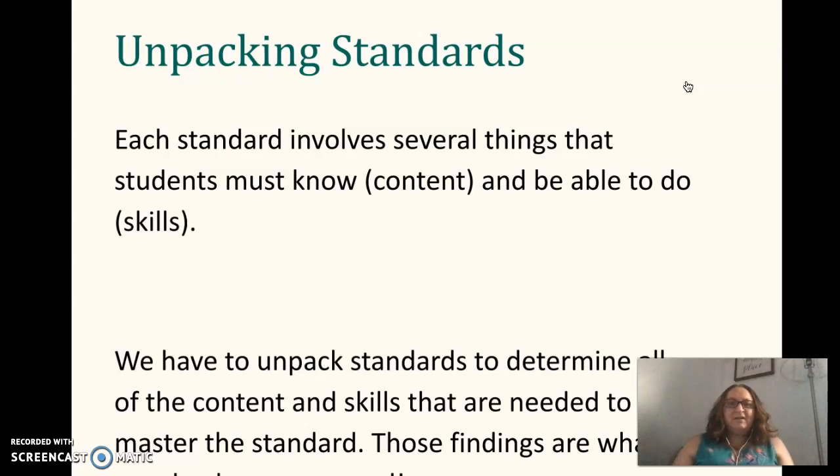So, ultimately, what unpacking standards is all about is each standard has a lot packed into it. It has content in it, which is things students have to know, and then it has skills in them, what students have to be able to do. And there are multiple pieces of content and skills in each and every standard. So we have to unpack them to know what it is that we're even going to teach students. There's no way that we could say, oh, I'm going to teach a lesson about standard 2 when there could be 10 to 15 things that could be unpacked from it, right? They're so chock full of stuff.